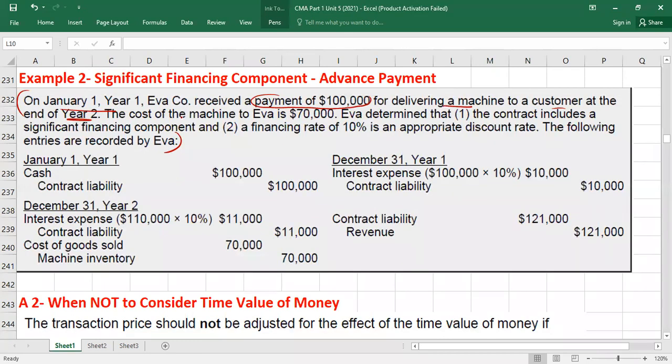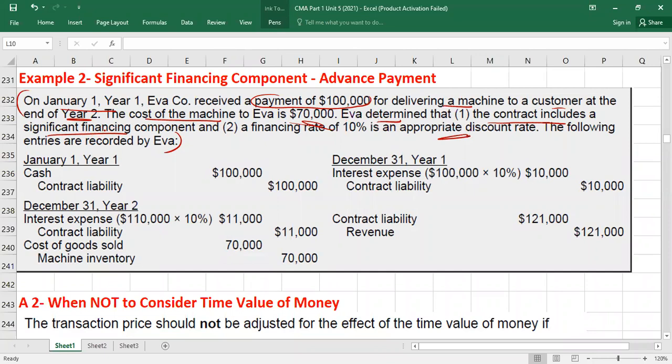Understood? Then they're telling you the cost of the machine, which is 70,000. The transaction price is not given; we will calculate it now. So EVA determined that the contract includes a significant financing component. They are saying there is an interest component, because we are using the customer's money, so it will be treated as interest expense. The financing rate is 10%, because if EVA took a loan from the bank, he would have to pay 10%. Now he's using customers' money, so the same 10% is used for the interest expense calculation. They're saying 10% is the appropriate discount rate.